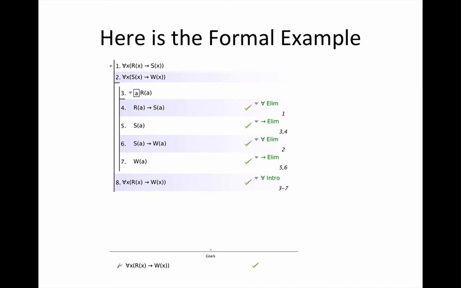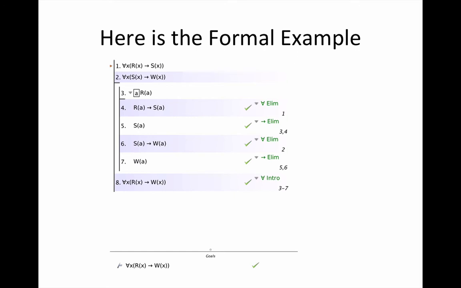Moreover, from lines 3 and 4, we eliminate the conditional and get A is S. Line 6 is the elimination of the universal at line 2. If all S's are W's, then if A is an S, A is a W. We've already concluded or inferred at step 5 that A is an S. So, by conditional elimination from 5 and 6, we get A is a W.